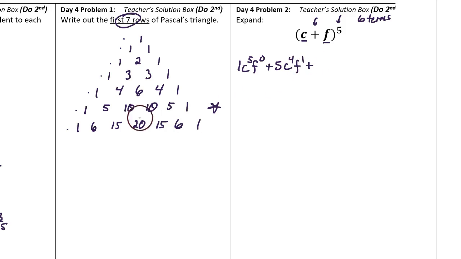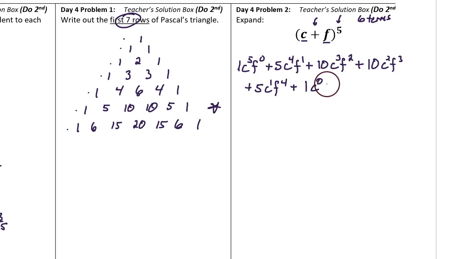Then a plus sign. The next number from the row of Pascal's triangle is a 10. Then take the c and go to the 3rd power, take the f and go to the 2nd power. Next we have a 10 again. Take the c and go to the 2nd power, and the f and go to the 3rd power. And then plus. Now we have a 5. Take the c and go to the 1st power, and the f go to the 4th power. Plus, and now a 1. Take the c and go to the 0 power, and the f go to the 5th power.